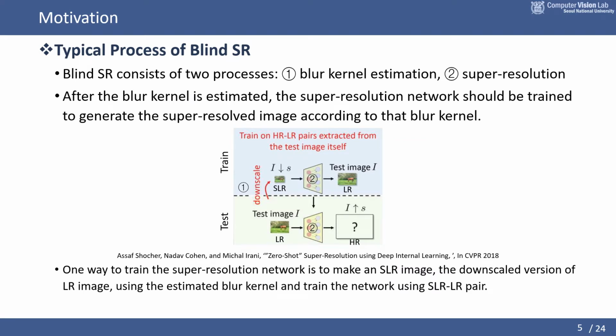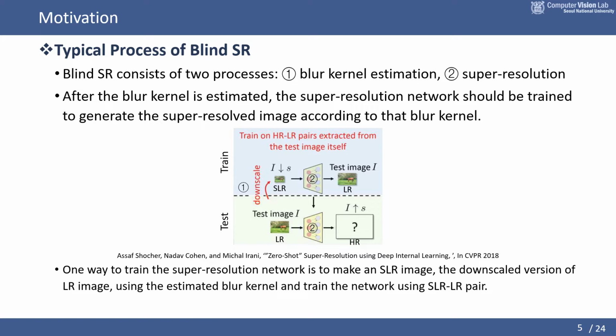Blind SR is composed of two steps, the blur kernel estimation and super resolution. In blur kernel estimation, the blur kernel for generating the low-resolution image is estimated by an estimation network. Then the super resolution network for reconstructing the estimated blur kernel is trained.